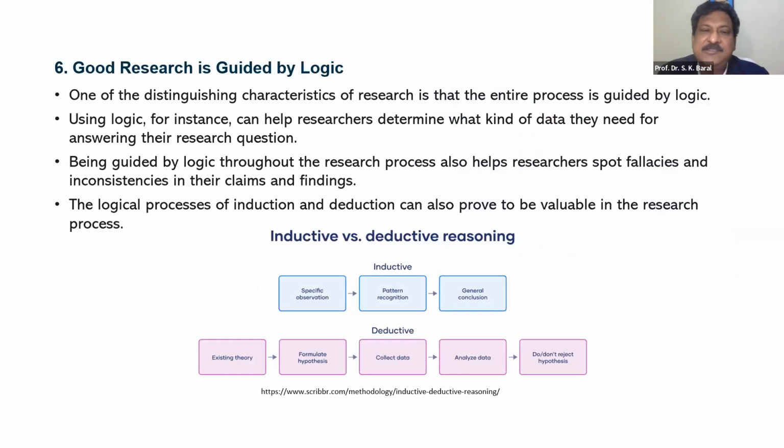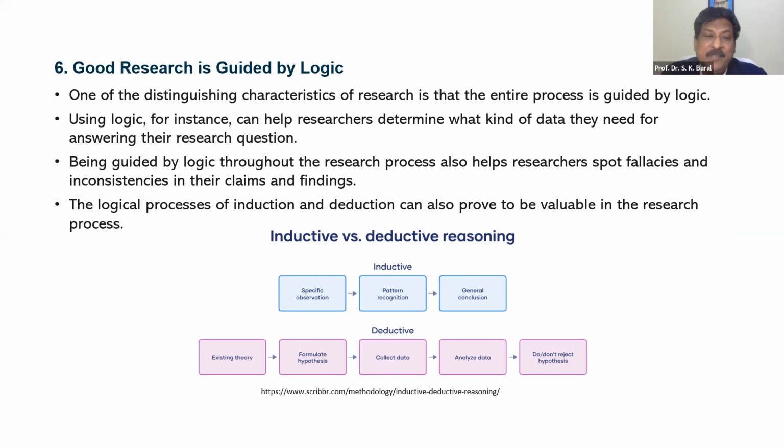Then good research is guided by logic. Without any logic, because you see, there are two kinds of reasoning. One is inductive, one is deductive research. Inductive is always specific observation and general conclusion. But deductive starts from existing theory, because the theory is existing. We have to formulate the hypothesis. Data collection will be there, analysis of data will be there. Then only will we be in a position to reject or accept the hypothesis.